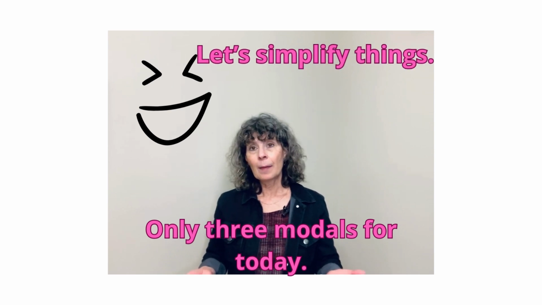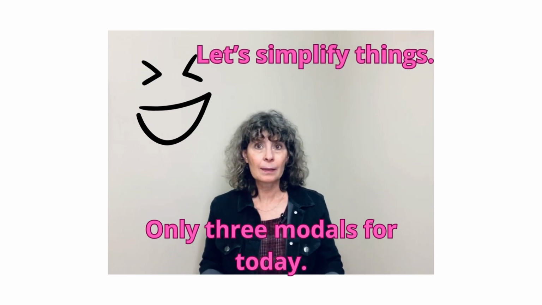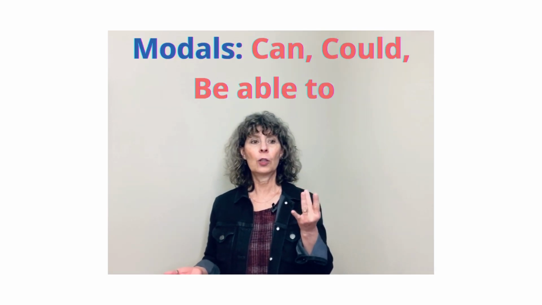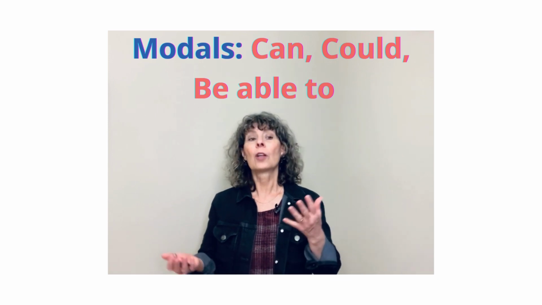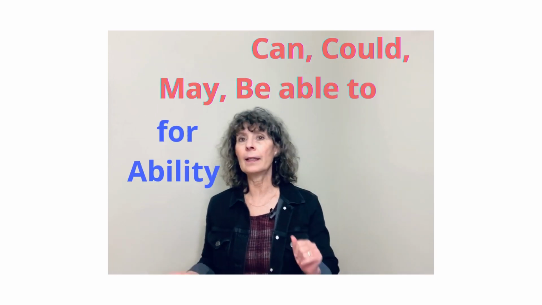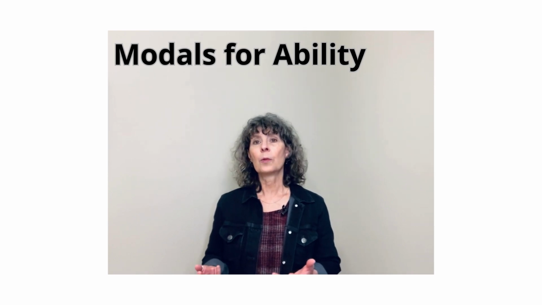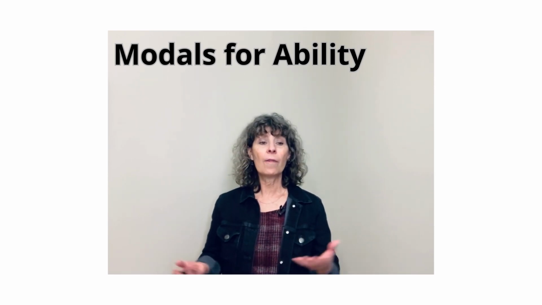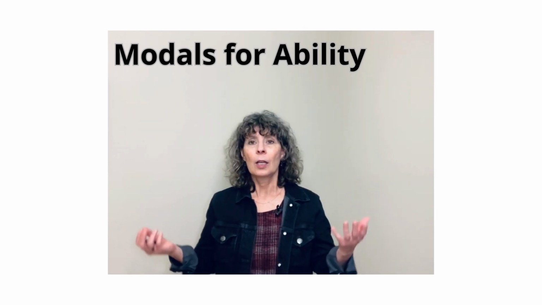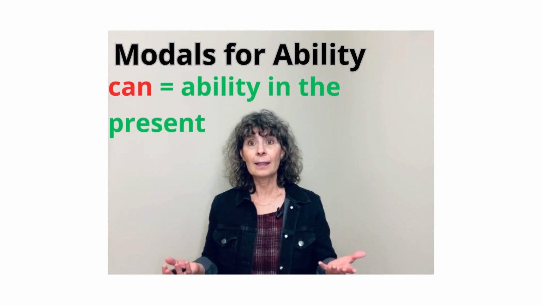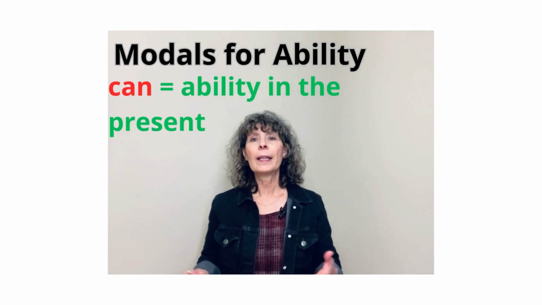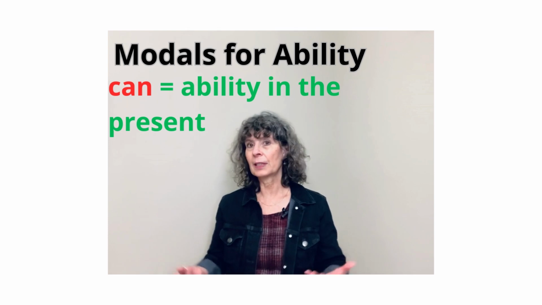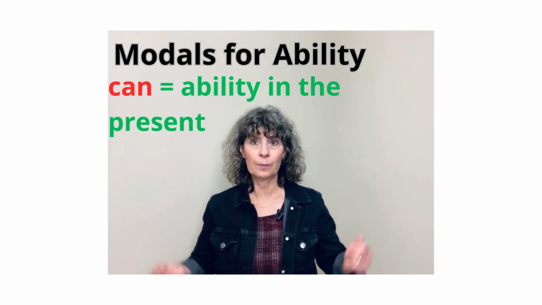Today I'm going to break it down a little bit, and I'm going to talk about can, could, and be able to in the context of ability. So in the context of ability, we will use can when we want to talk about something that we are able to do, something that we can do.